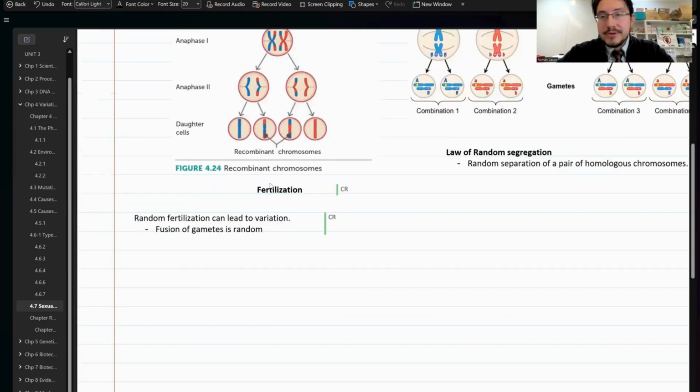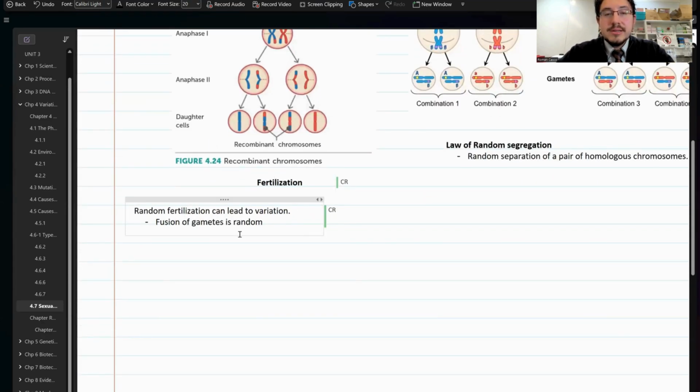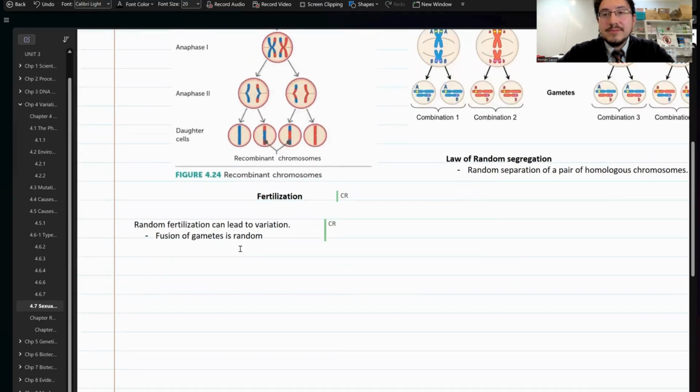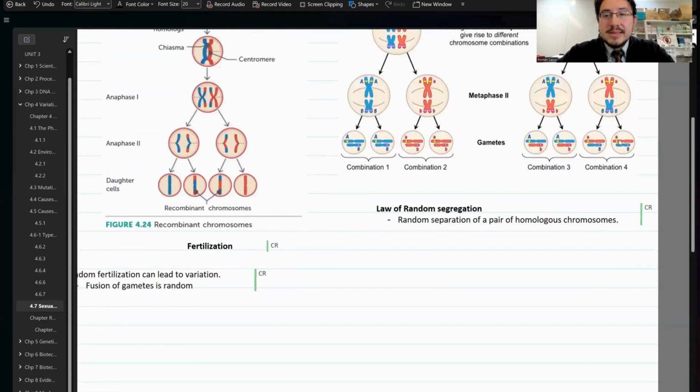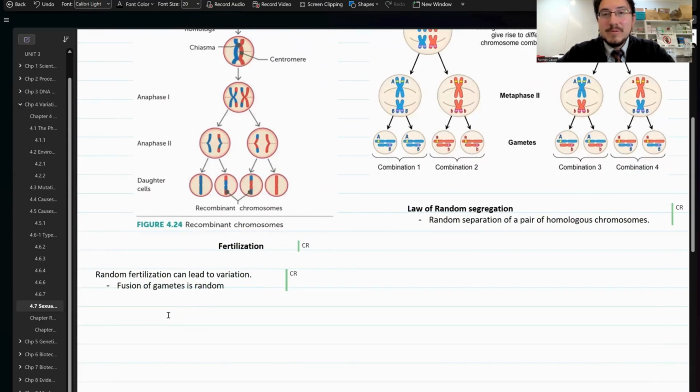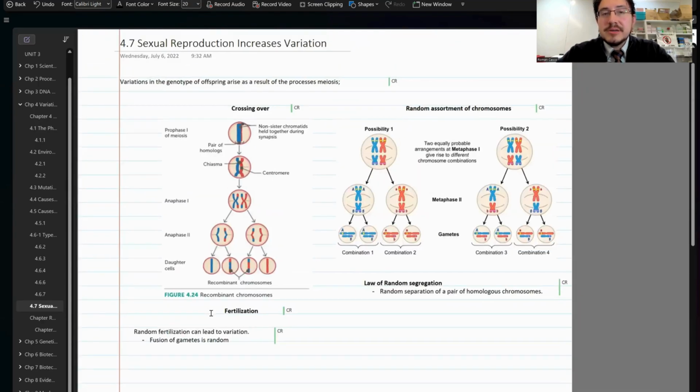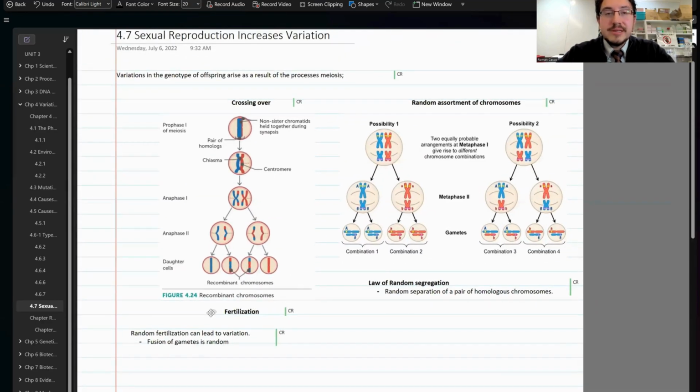And ultimately, fertilization. Fertilization is your last form of variation because you've created these random combinations. You've created recombinant chromosomes because of crossing over. And then lastly, how do you know which sperm will fertilize the egg? The sperm produced and the eggs have their own variation of recombination and random assortment. And on top of that, you have a random fertilization. So these three things can provide a good deal of variation in a population of species.